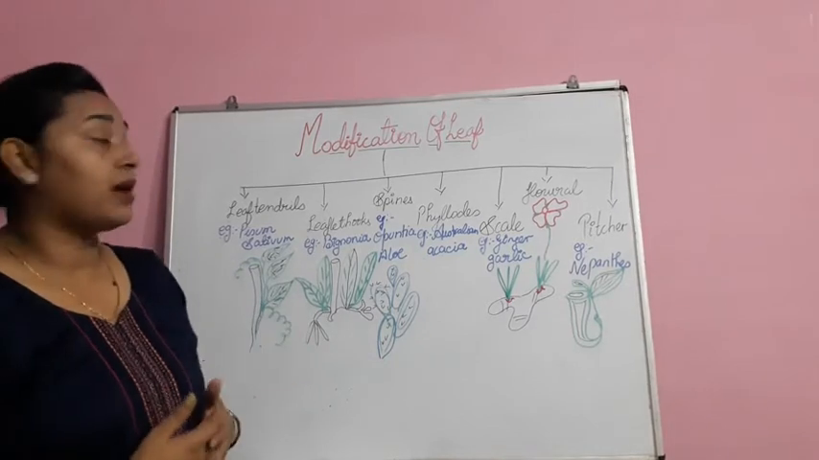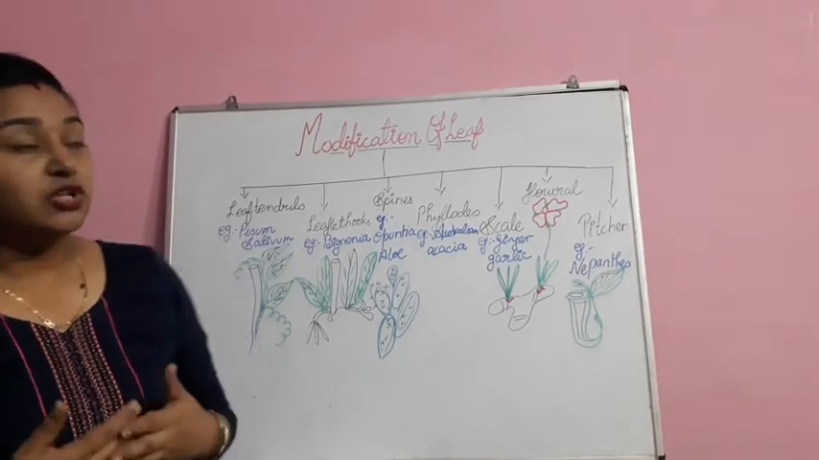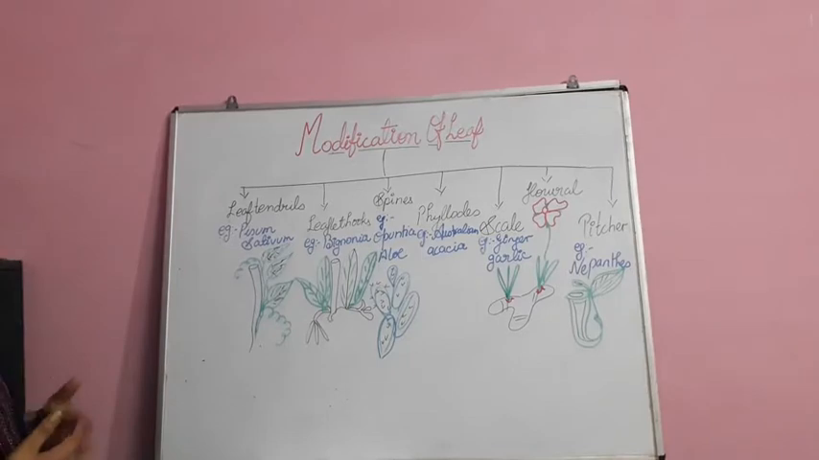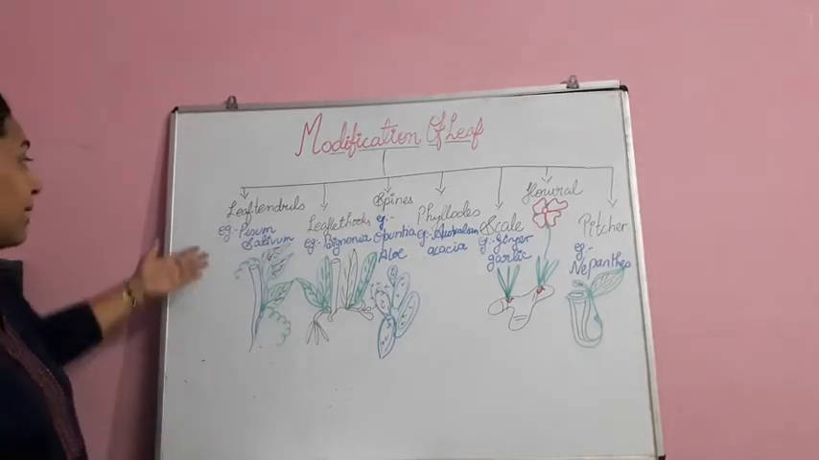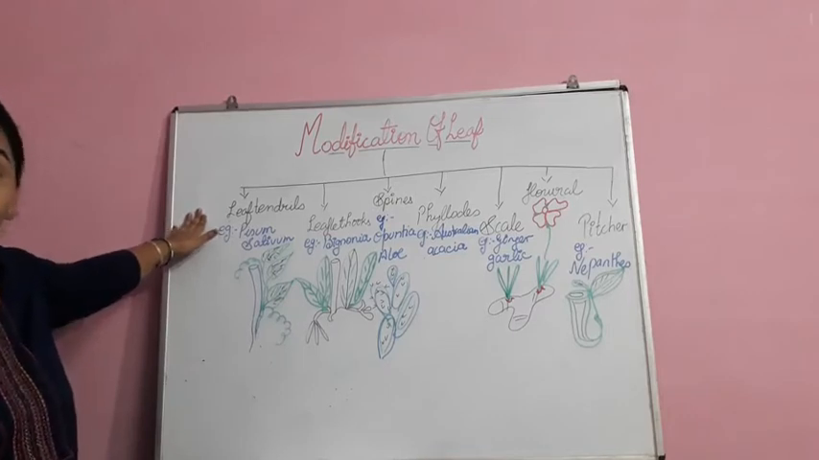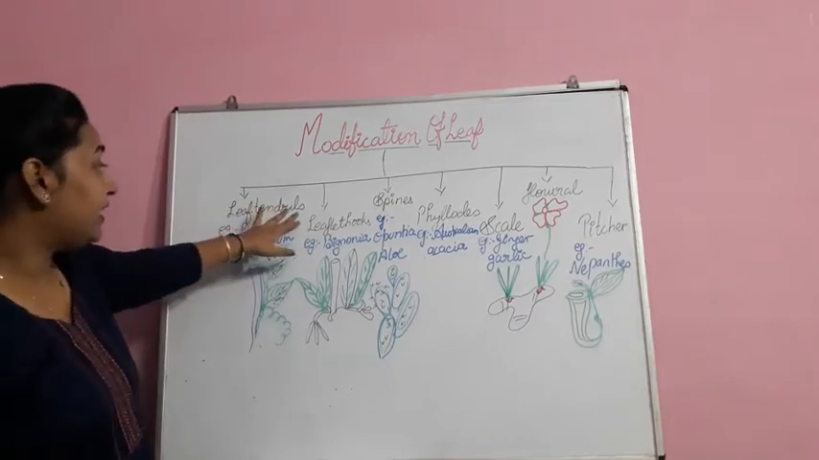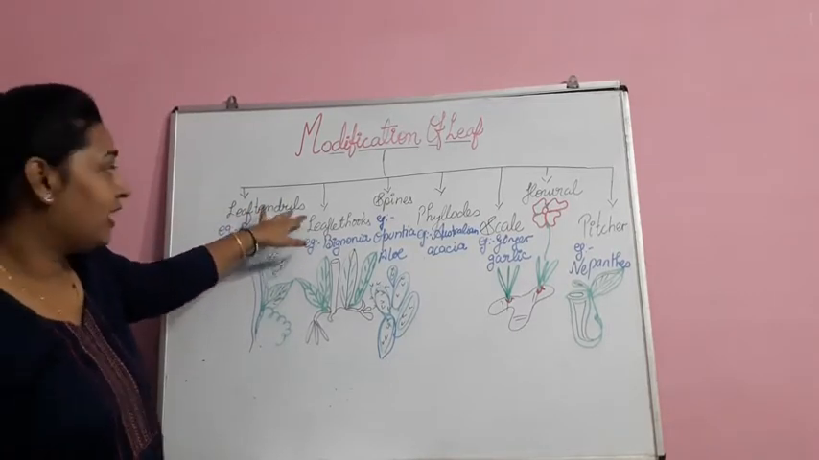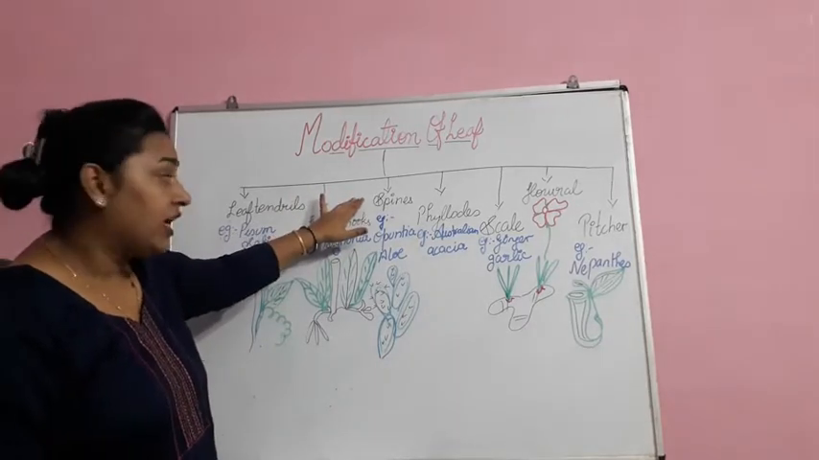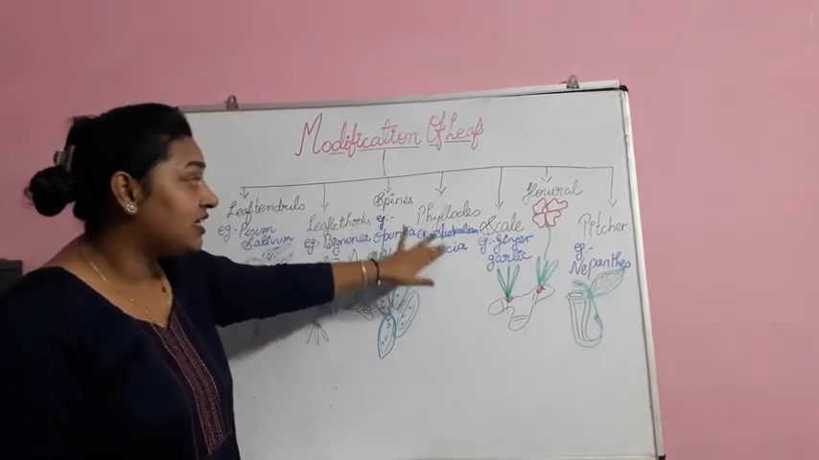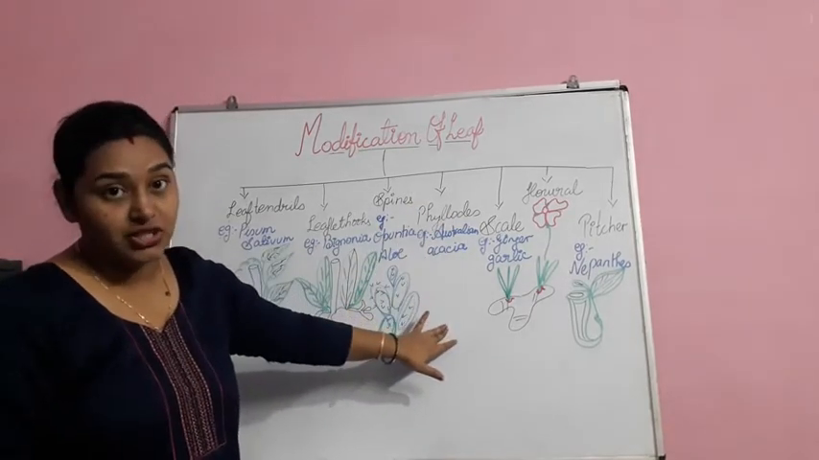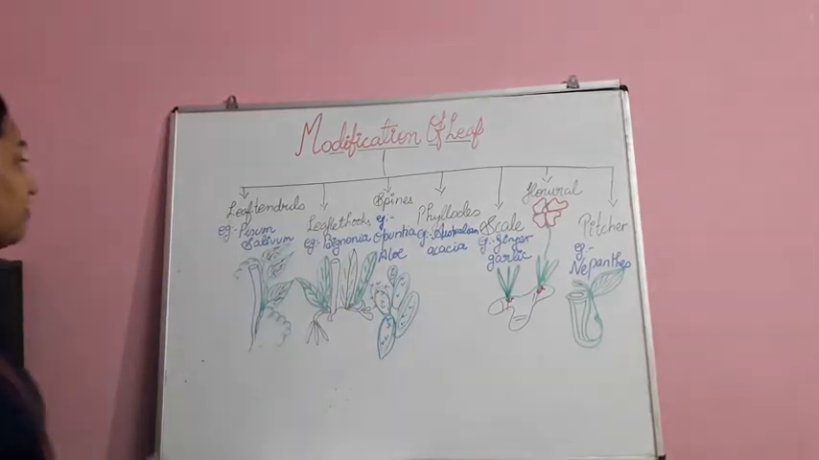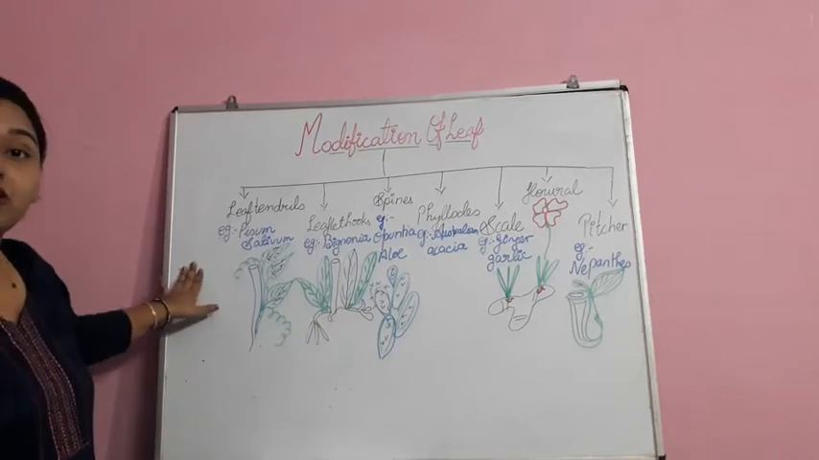Now in this part we have to see only that. So let's start with this. There are all these different modifications of the leaves. For example, leaves have got converted into tendrils, then leaflet hooks, leaf spines, leaf phyllodes, scaly leaves, floral leaves, and pitcher shaped leaves. So let's begin with the leaf tendril forms.